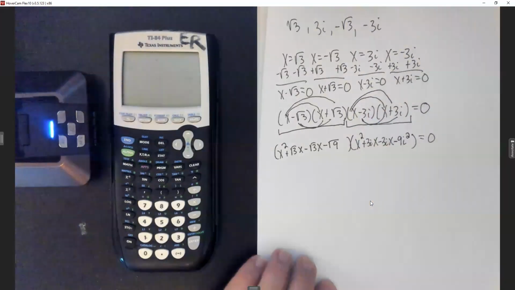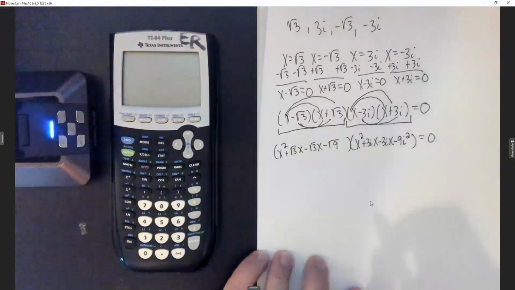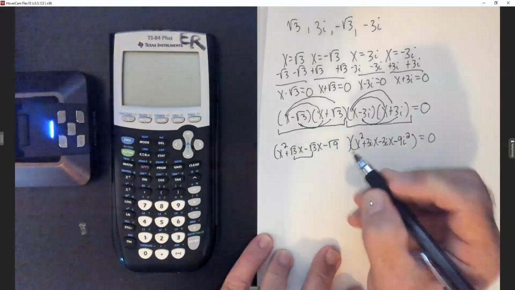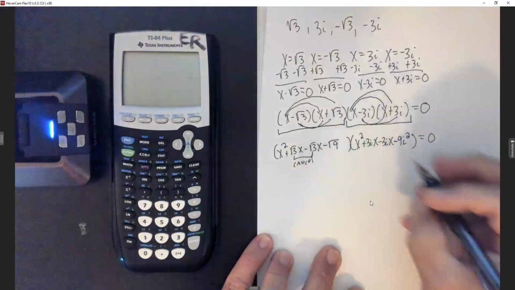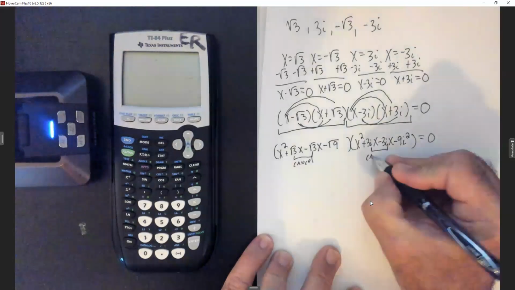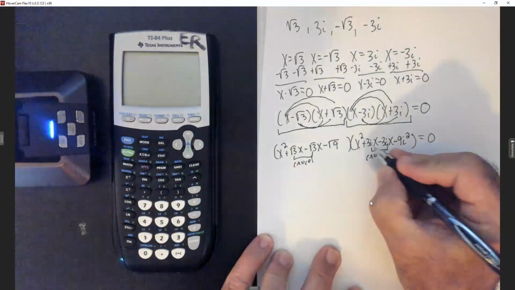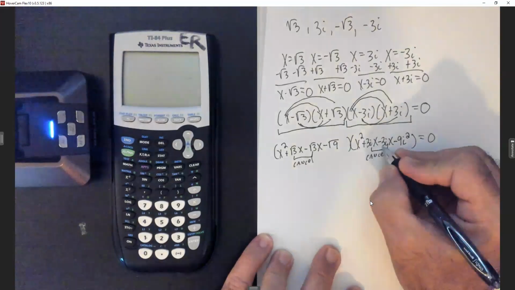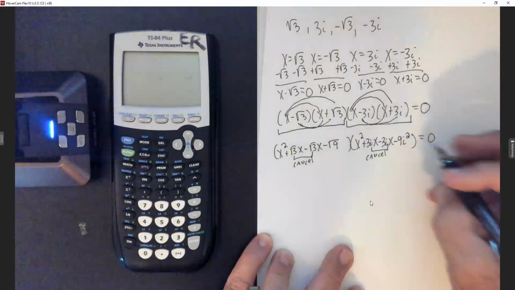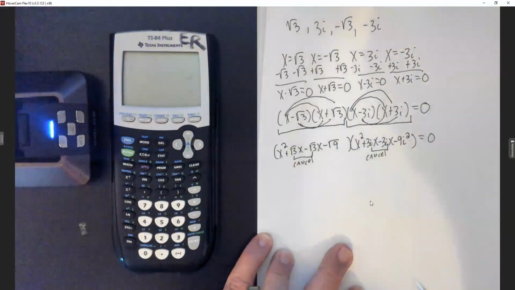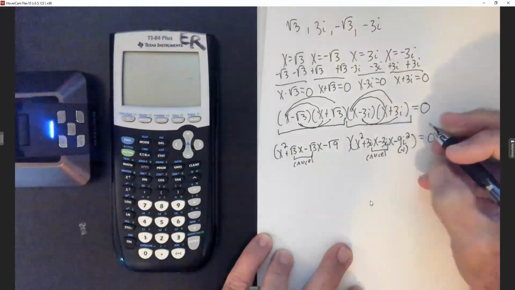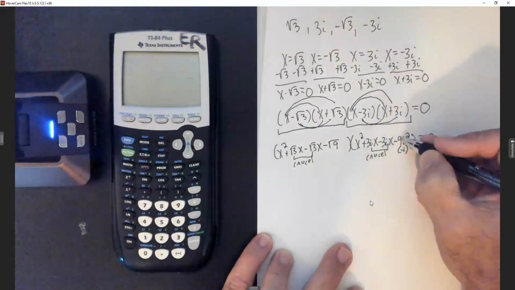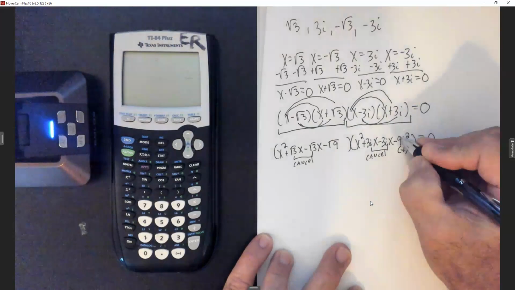So here's what I'll take care of on this one. I see that those cancel because they're opposite in sign. I see these i's right here cancel because one's a positive 3, one's a negative 3. And then remember, i squared equals negative 1. So I'm going to make that i squared into a negative 1 and multiply that negative 1 times that negative 9 to make that a positive 9, okay?